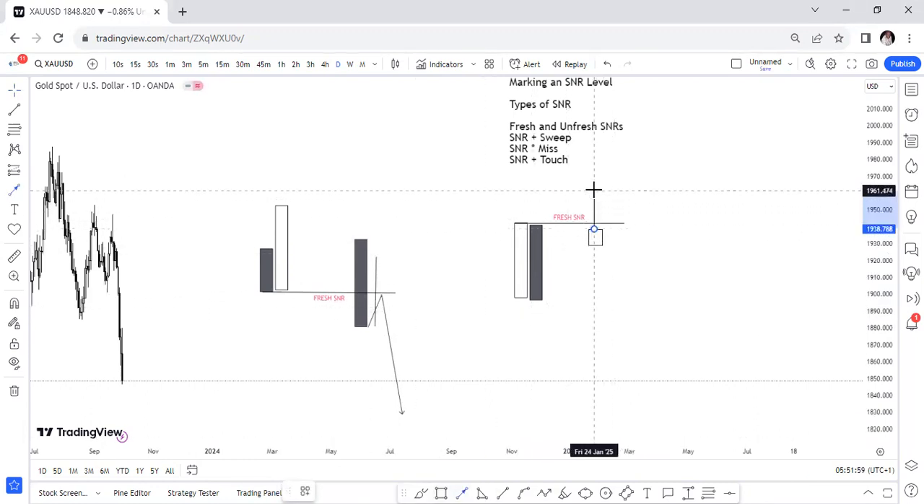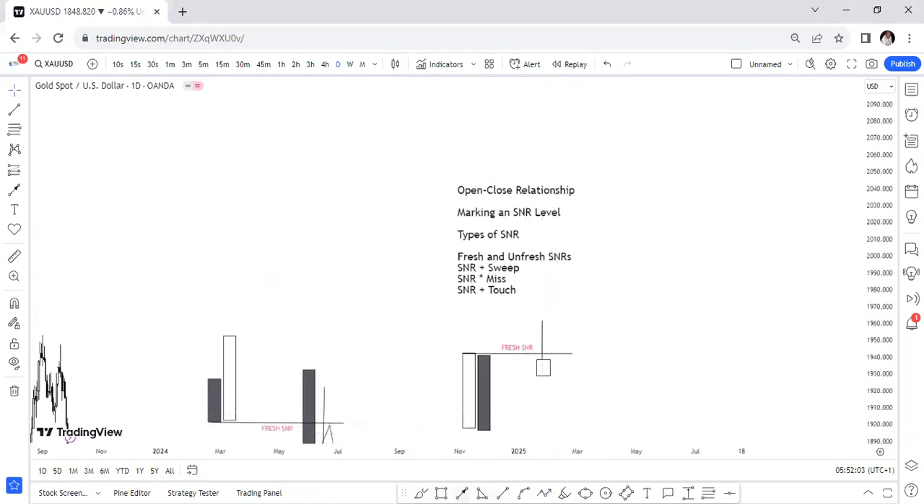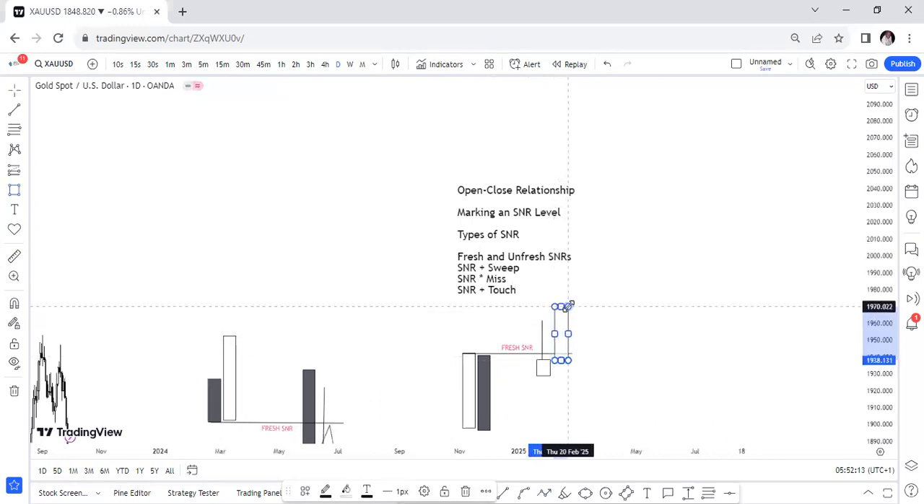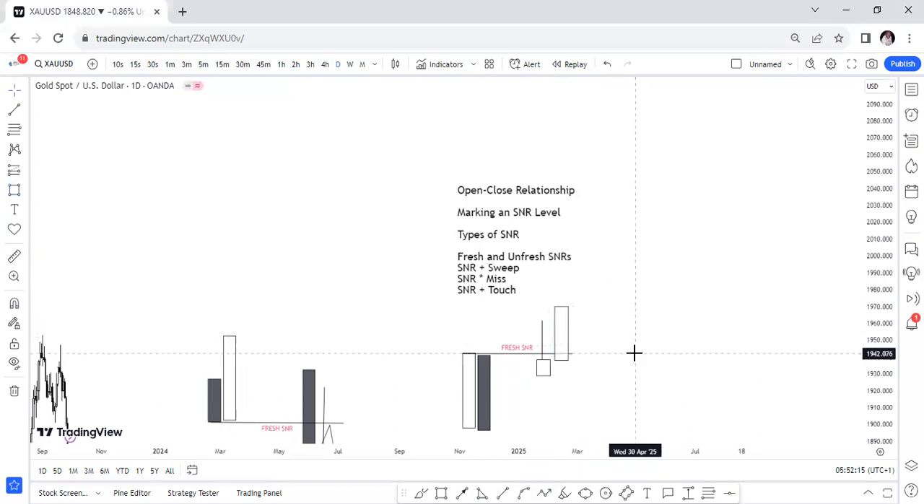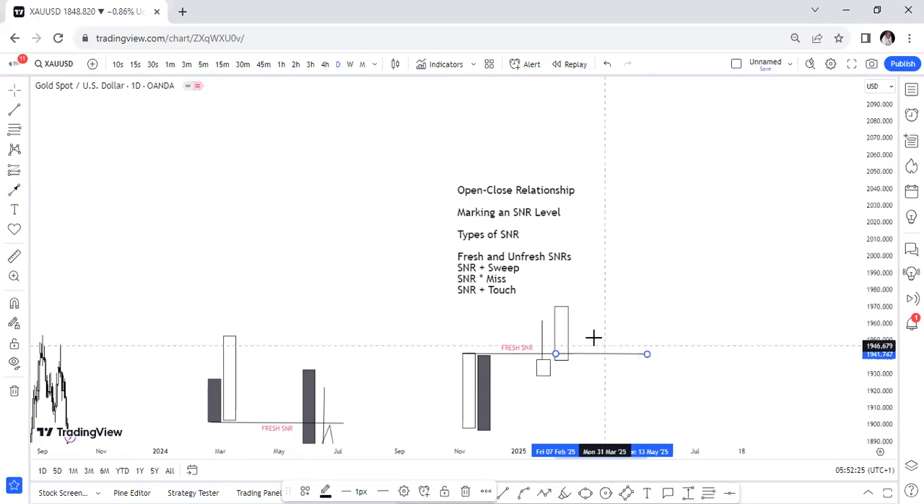So this play becomes what? It becomes unfresh. It's no longer fresh because liquidity has been taken off the level. But when you have another one that broke through like this, it becomes what? It becomes fresh. So you are going to look into it again later on as a fresh level, because price is still coming to take liquidity out of it here.